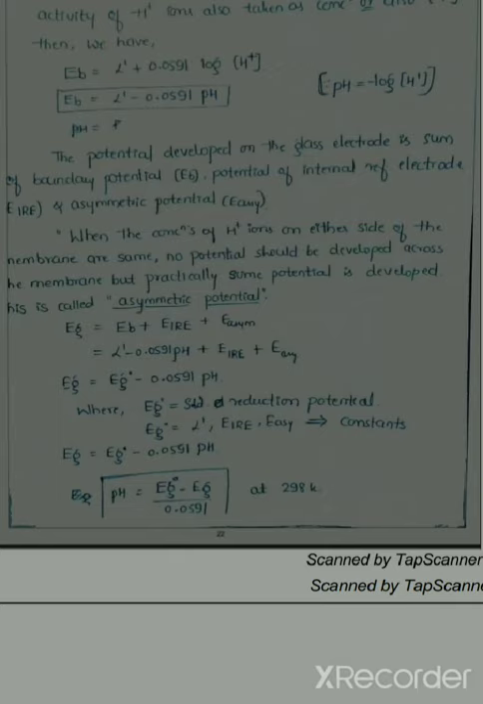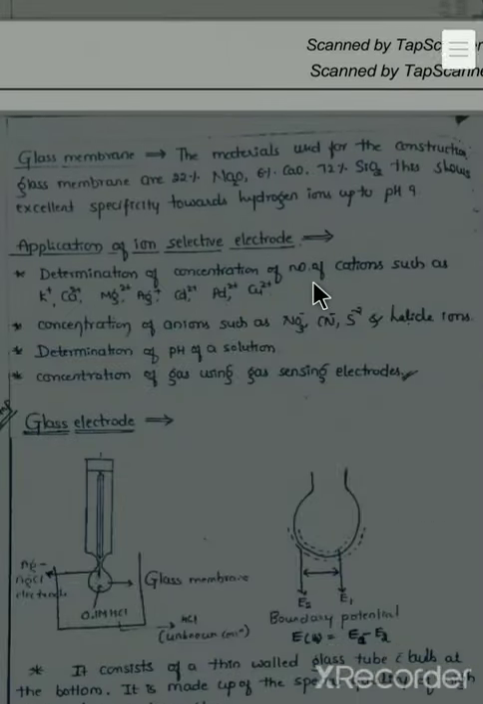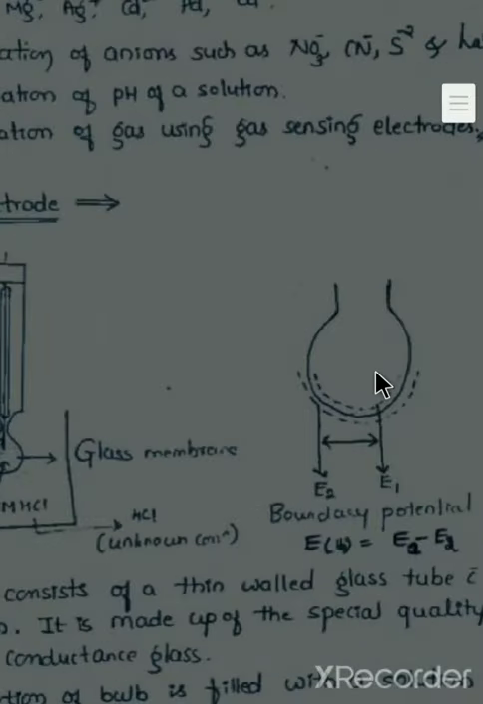This asymmetric potential is what we consider when the concentrations of hydrogen ion on either side of the membrane are the same. At that time we can say no potential is developed across the membrane. But practically, some potential is developed in that system. That is nothing but the asymmetric potential. In this figure, if the concentration of H plus ion inside and outside is the same, theoretically there is no potential.